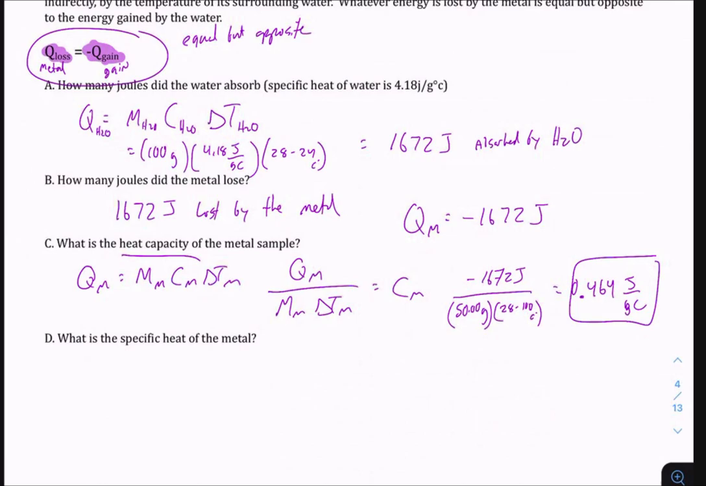You're not going to have negative specific heat values. You're not going to have negative masses, but you will have negative delta T's and you will have negative Q values, right? So you can't forget this important concept right here. Energy loss is equal but opposite to the energy gain. Whichever one is gaining, whichever one is losing, whichever one you assign the negative sign to doesn't really matter because at the end, the negatives should cancel.